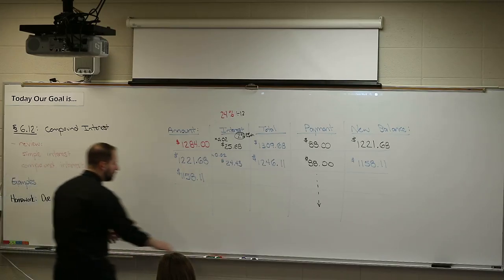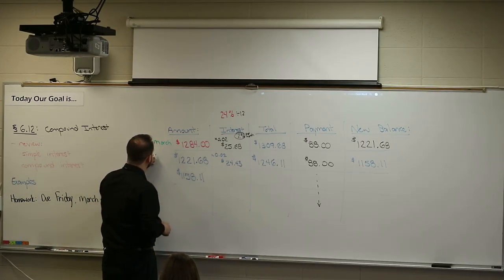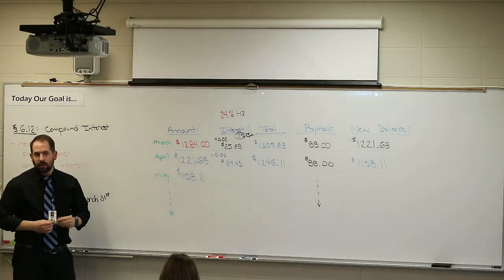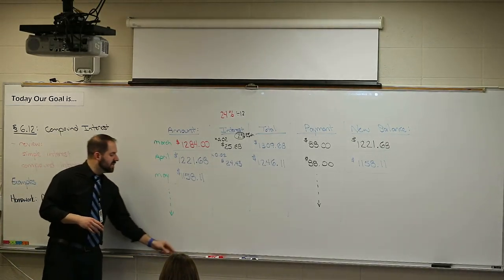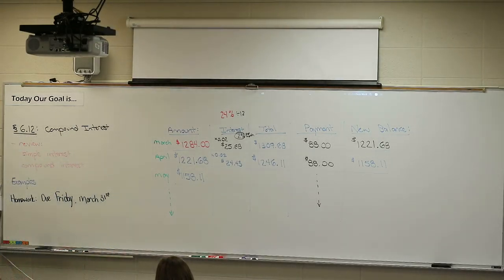So this was March. Right? This was March. This was now April. This was now May. Your goal is to figure out when you're going to pay that thing off. So this is going to teach you real life situations why you don't use that to buy a MacBook and you can't pay it off. It's going to take a long time. Okay. So it's going to take a while.